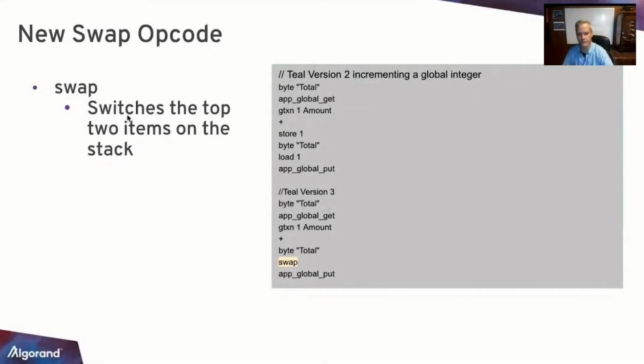So with TEAL version 3, you can write the same piece of code as TEAL byte total, app global get, and then I get the amount, increment it, and then put byte total as the key name on it. Then I just swap, because the two values will be on the stack, the actual accumulated value and the key. When I hit swap, it switches those two, and then I can make my call.